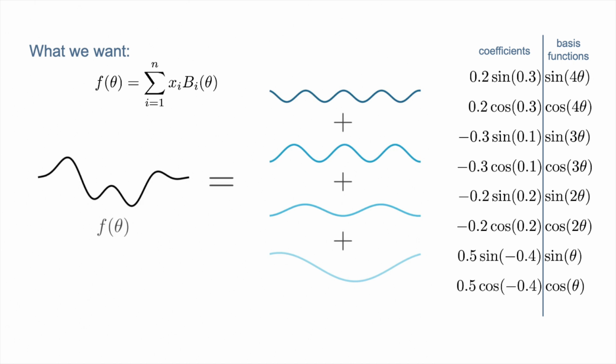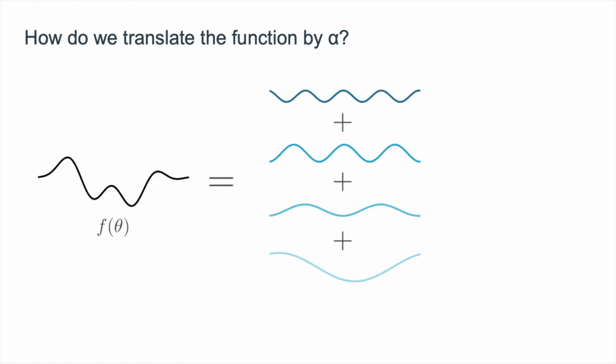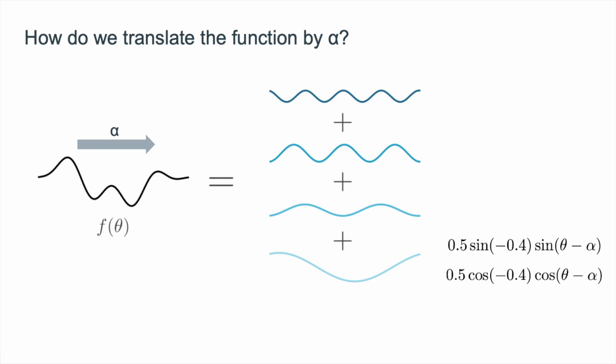All right, so now we have all our basis functions. We have a way of representing f. So how do we actually get it to translate by, let's say, a certain amount alpha? So in order to understand how to translate this function, let's just look at two of the basis functions. And if we just wanted to translate it to the right by alpha, what we would do is subtract off alpha from theta from each of those equations. Pretty easy, right?